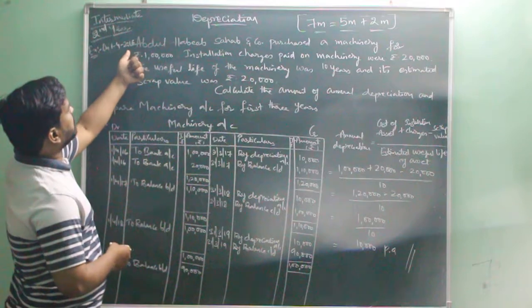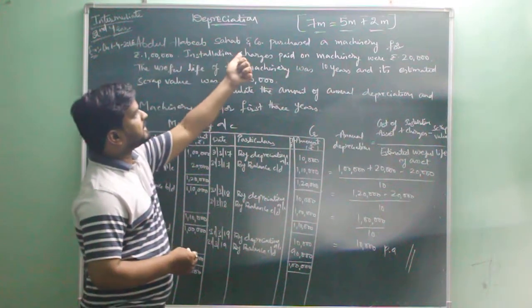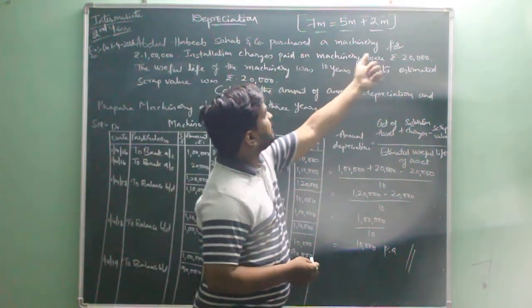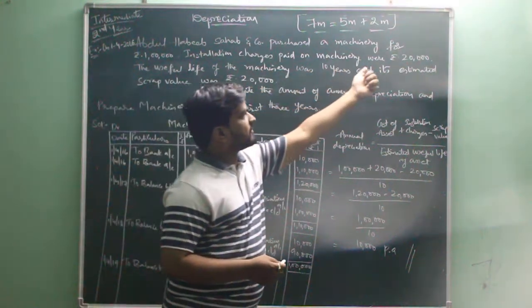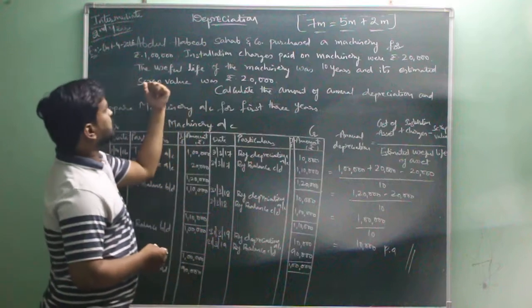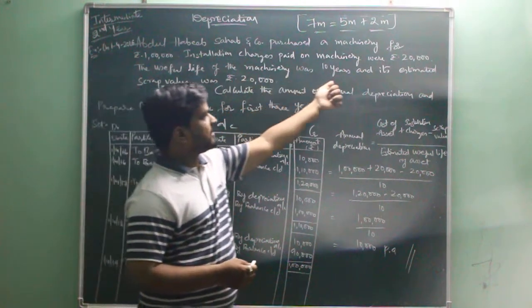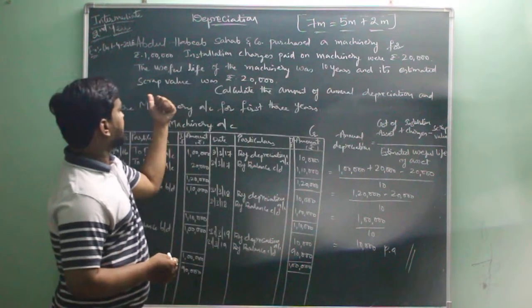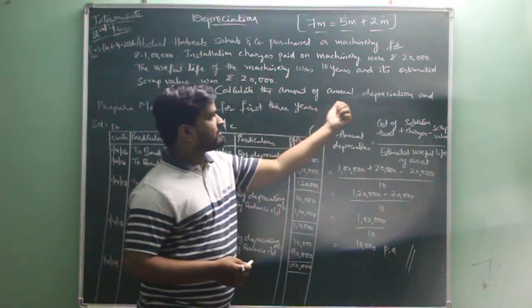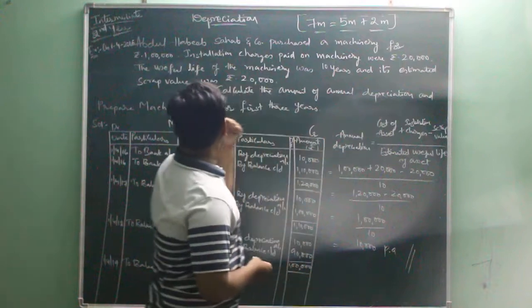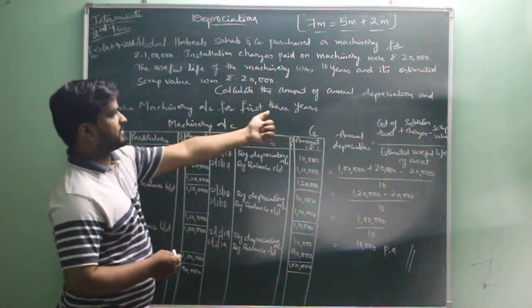On 1st April 2016, Abdul Habib Sahab and company purchased a machinery for rupees 1 lakh. Installation charges paid on machinery were rupees 20,000. And the useful life of the machinery was 10 years and its estimated scrap value was rupees 20,000. Calculate the amount of annual depreciation and prepare machinery account for first 3 years.